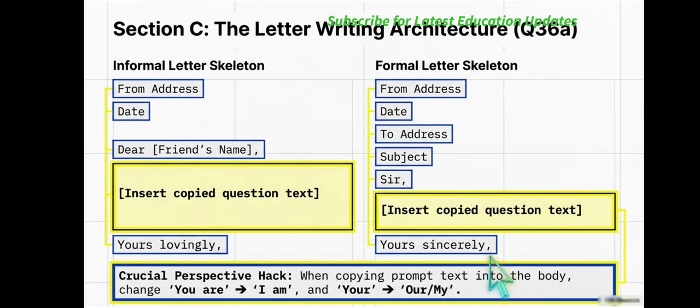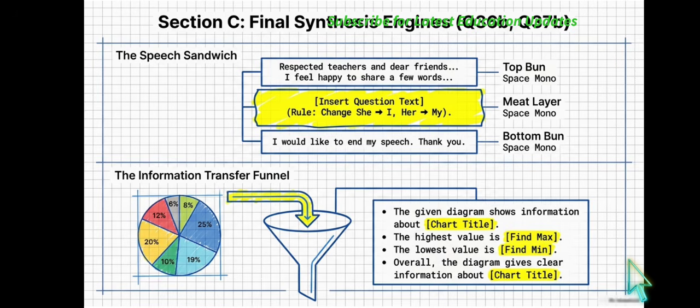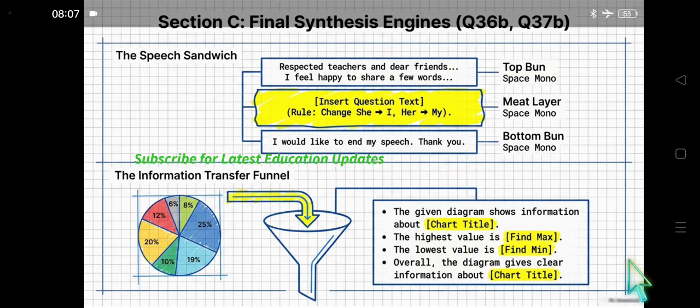So here, yours sincerely, right? For example, you are addressing headmaster or teachers, please do write yours obediently, right? So here the key technique is when copying the prompt text into the body, change you are to I am, and your to our and my, right? So these are the important things that you should mind while letter writing, right? So next is very important and very easy, dear students.